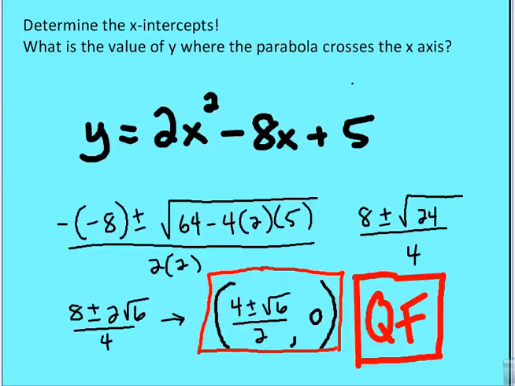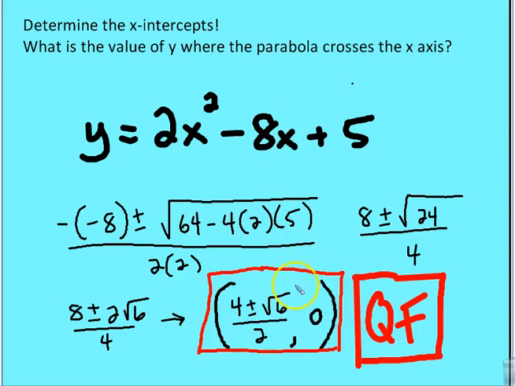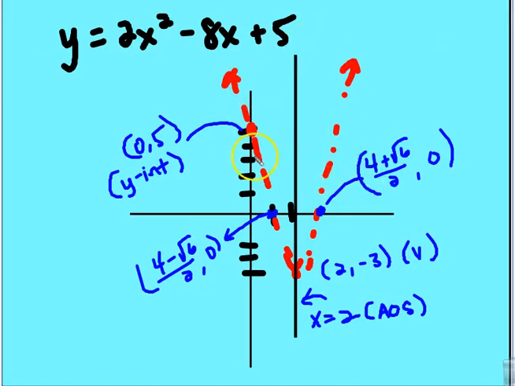We can't factor this easily, so we're going to have to use the quadratic formula to find the roots and then convert that into factored form, or where the graph crosses the x-axis. So we end up doing the quadratic formula. You can see the work, 4 plus or minus root 6 over 2, comma 0, 2 values. And now we're going to go ahead and identify the graph. Graph opens up, vertex 2, negative 3, axis of symmetry x is equal to 2, x-intercepts 4 plus root 6 over 2, comma 0 and 4 minus root 6 over 2, comma 0, y-intercept 0, 5. Here's a rough sketch of what the parabola should look like.